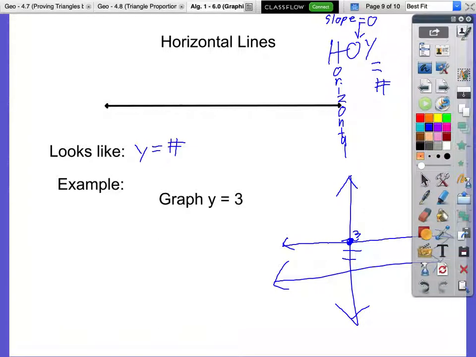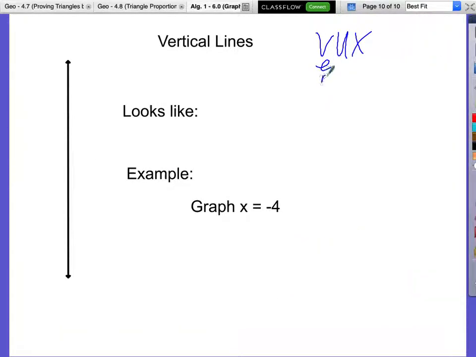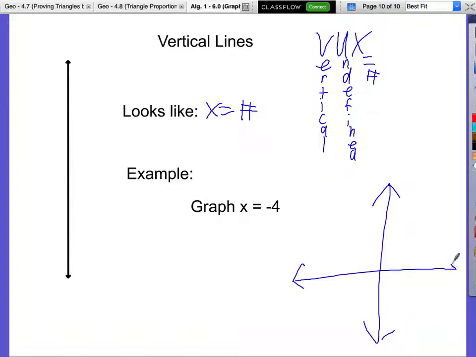And we also have VUX. Very good. Vertical lines have an undefined slope. Very good. And its x is equal to a number. So like the other one was y equals just a number by itself, this one's x equals a number. So you can have x equals negative 4. If we were to graph here, we would just take, where is x negative 4? Right here. And we'll make a vertical line through all of these points.